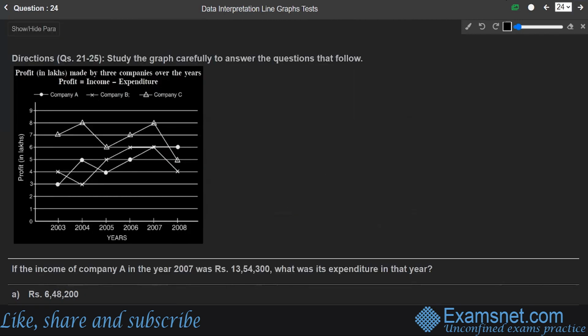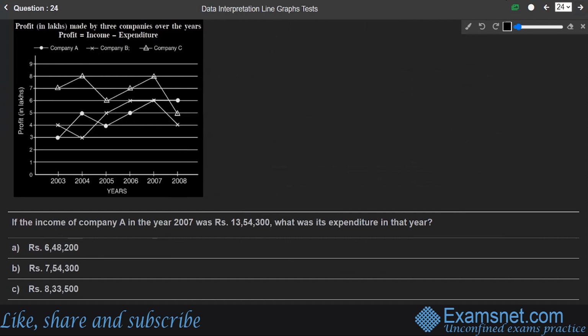Now, for the same graph, we are supposed to answer a different question. The question is, if the income of company A in 2007 is 13 lakh 54,300, then what was its expenditure in that year? Again, they have given a formula that profit is income minus expenditure. This is the formula they have given. We are supposed to find out for 2007 for company A.